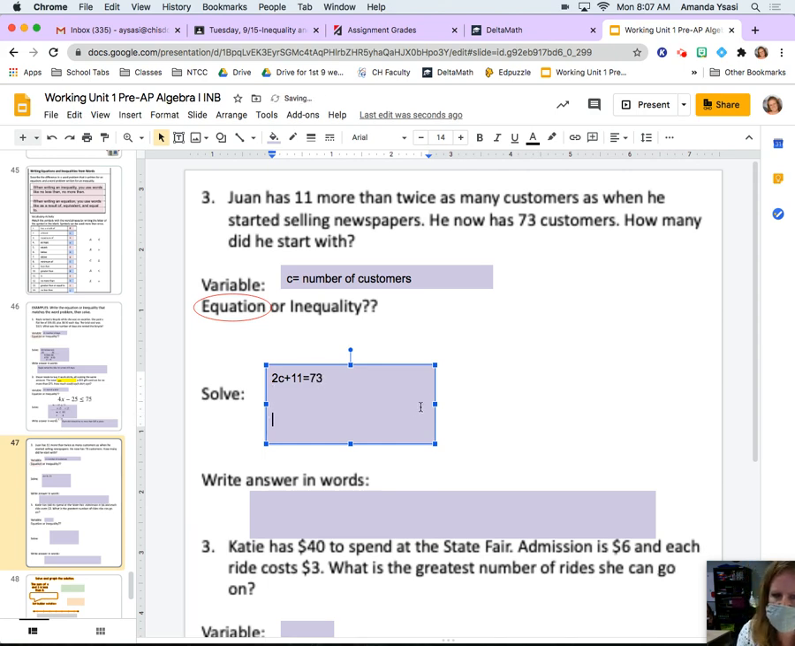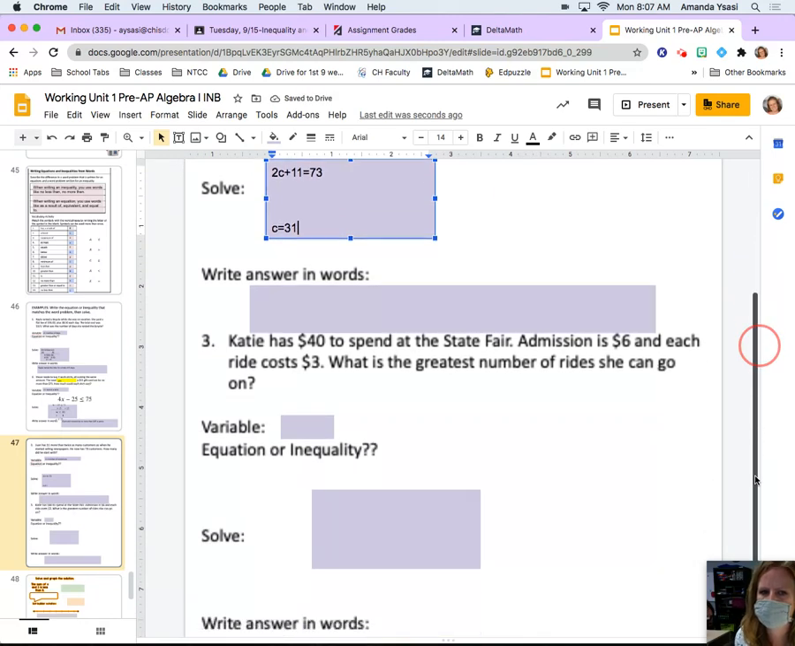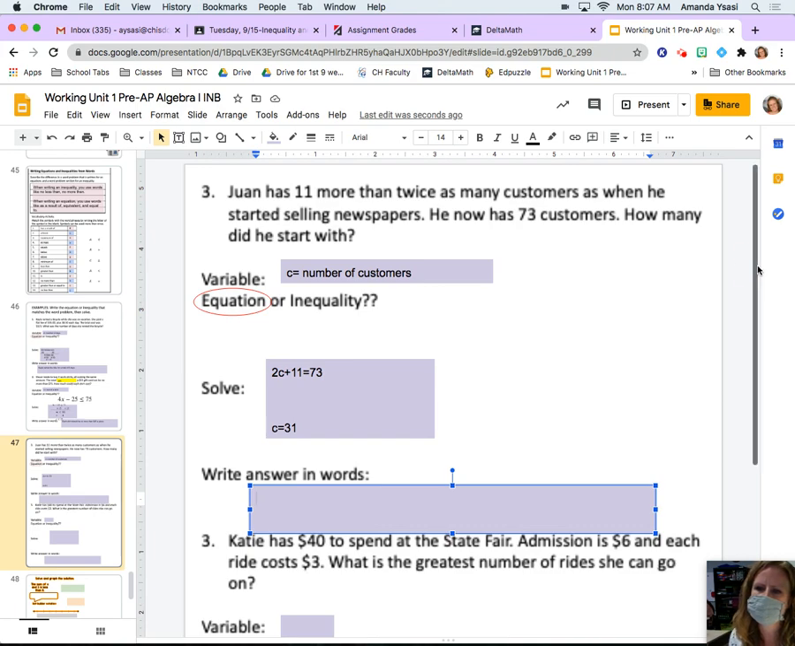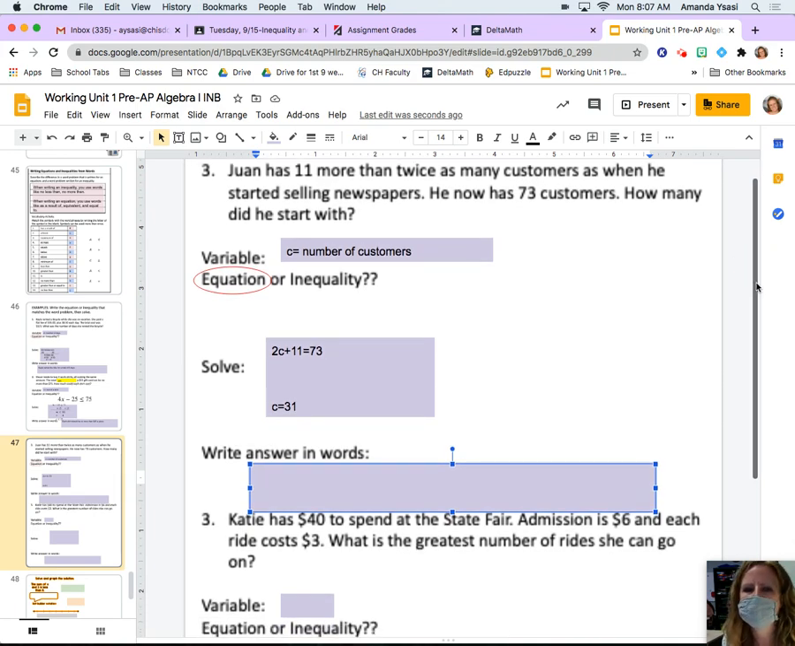If we solve that out, I'm not going to worry about solving that out. Y'all know how to do that. What does C end up equaling? 31. I'm not going to worry about formatting that because you've already done that, hopefully. Then we need to write the answer to the question. How many did he start with? Number of customers he started with was 31. He started with 31 customers. Is that good?